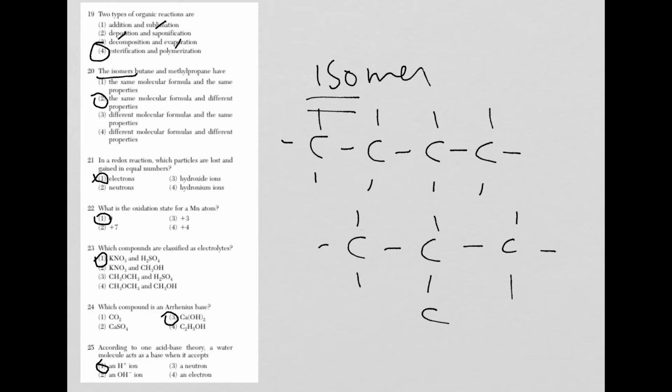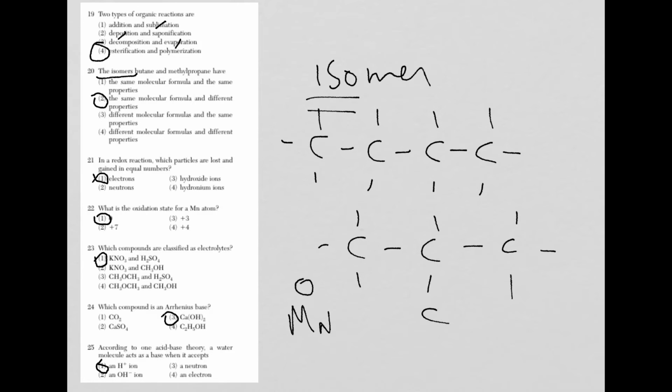For 21, we're looking at a redox reaction. Which particles are lost and gained in equal numbers? Well, that's electrons. Redox is short for reduction and oxidation. Remember, reduction is the gain of electrons and oxidation is the loss. 22, the oxidation state for a manganese atom. Any atom, could be manganese, could be any atom on that periodic table, has an oxidation number of 0. It hasn't lost or gained any electrons if it's in the atom state.